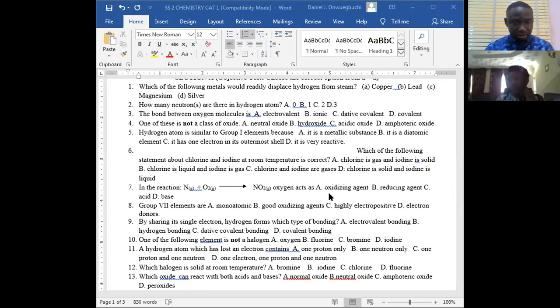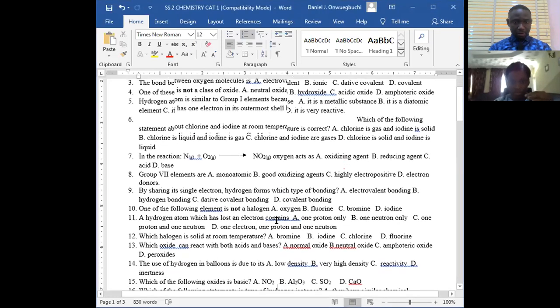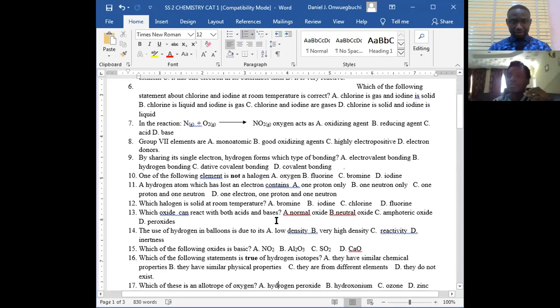Number 8, group 7 elements are good oxidizing agents. All right. Number 9, by sharing its single electron, hydrogen forms what kind of bond? Covalent. Number 10.